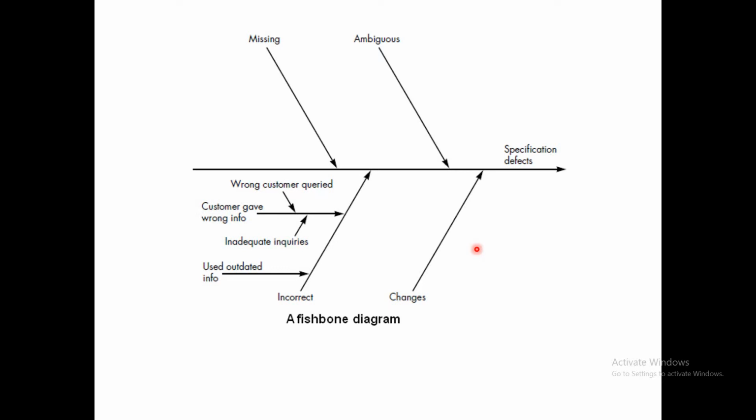It gives an important indication to the project manager and the software development team to identify the probable defects, the probable causes of defects, and the nature of defects, so that corrective actions can be taken early in the project development life cycle. So this is something about the fishbone diagram.